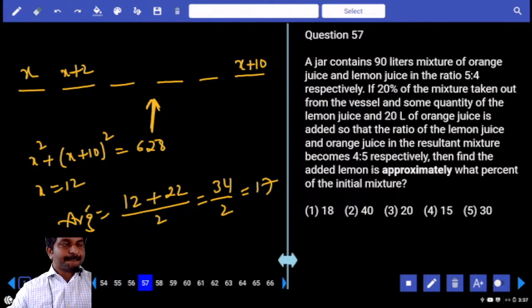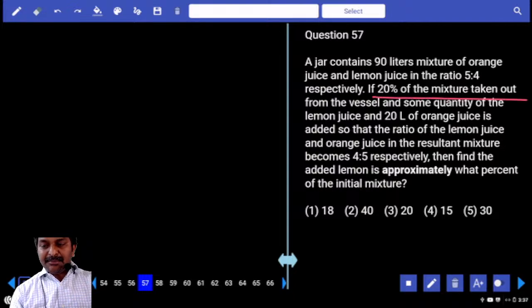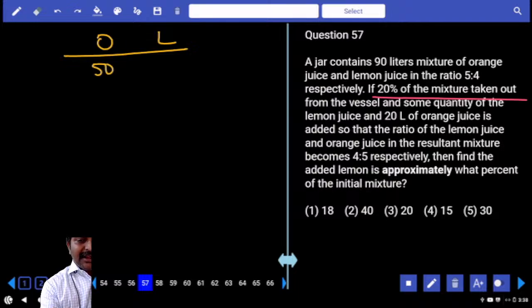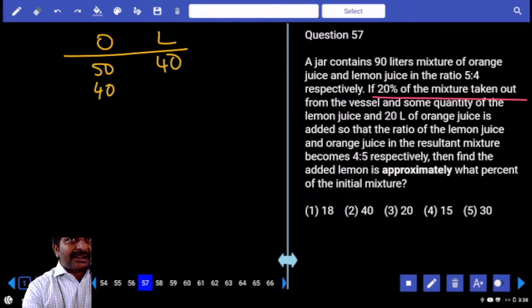Hope it is done. A jar contains 90 liters of mixture of orange and lemon juice in the ratio 5:4 respectively. 20% of the mixture is taken out. That means out of 90 liters, we have orange and lemon, 50 and 40. 20% of the total quantity is taken out. That means 20% of orange, 20% of lemon goes out. Agreed? 20% of orange, 10 liters goes out, 40. 20% of lemon, 8 liters goes out, which is 32.